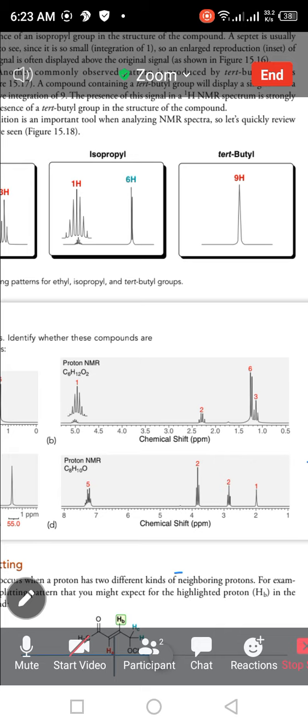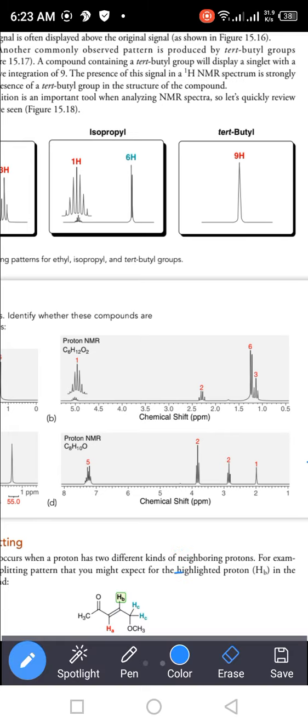Here, look at the fragmentation pattern. Look at the splitting peaks. There are six integration value, three integration value proton, two and one. So six and one and three, two. Definitely there is an isopropyl group and there is an ethyl group. Isopropyl and ethyl group are present.